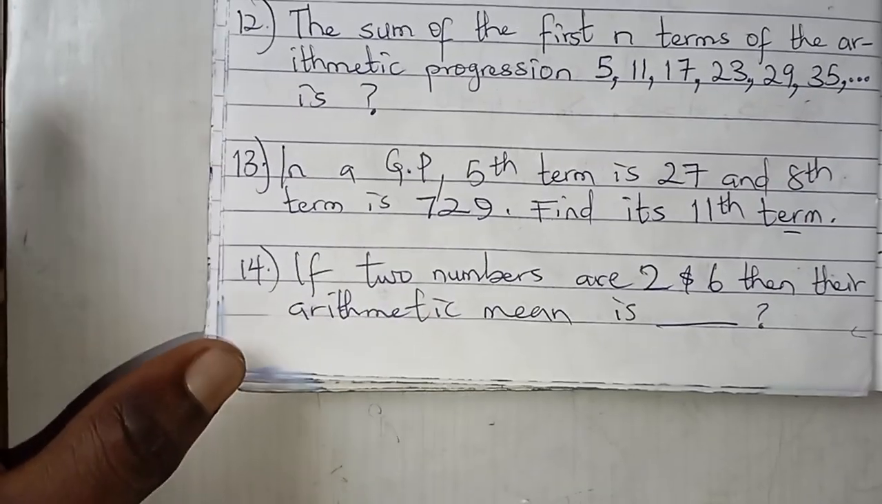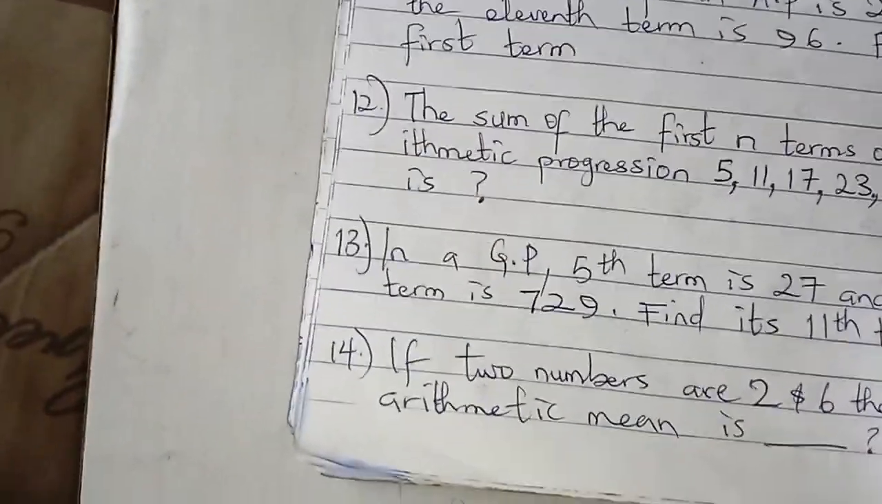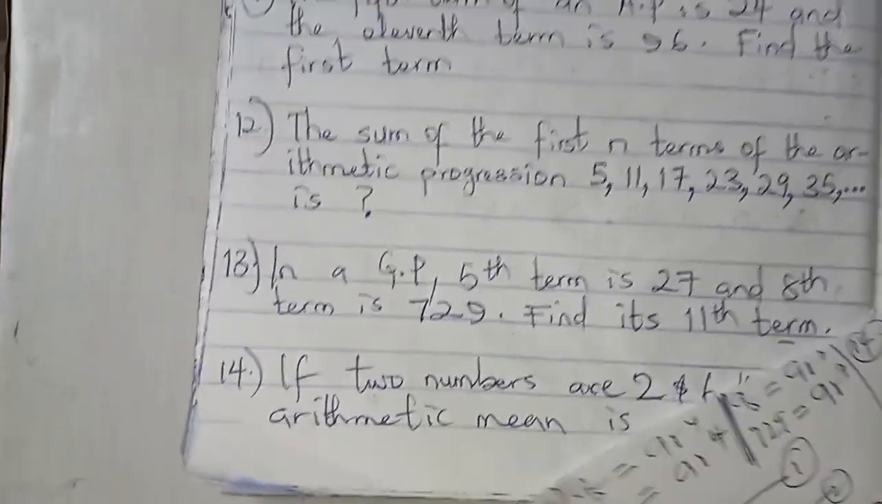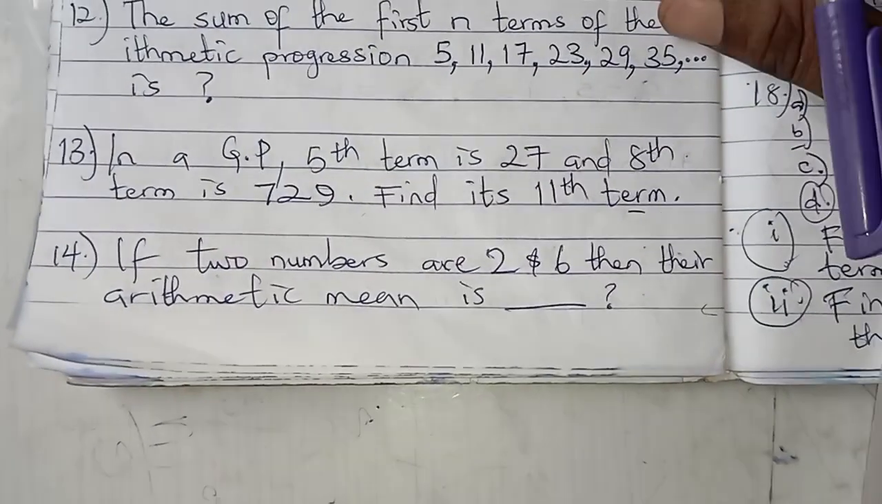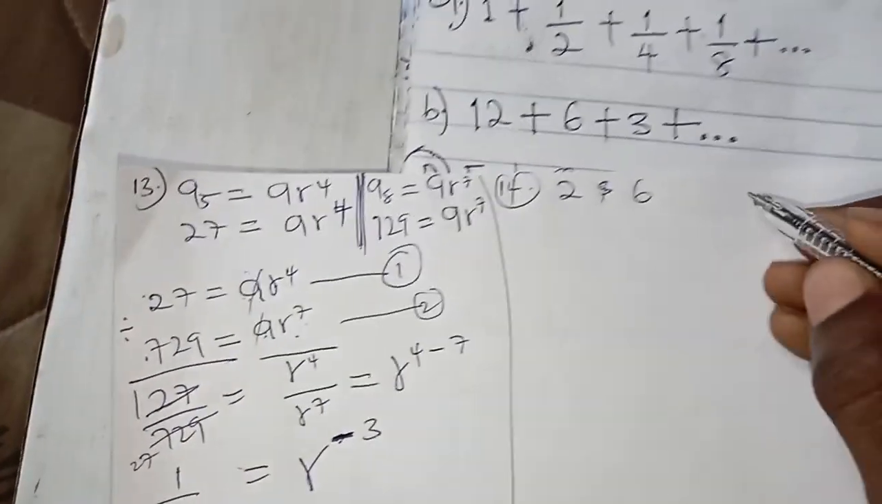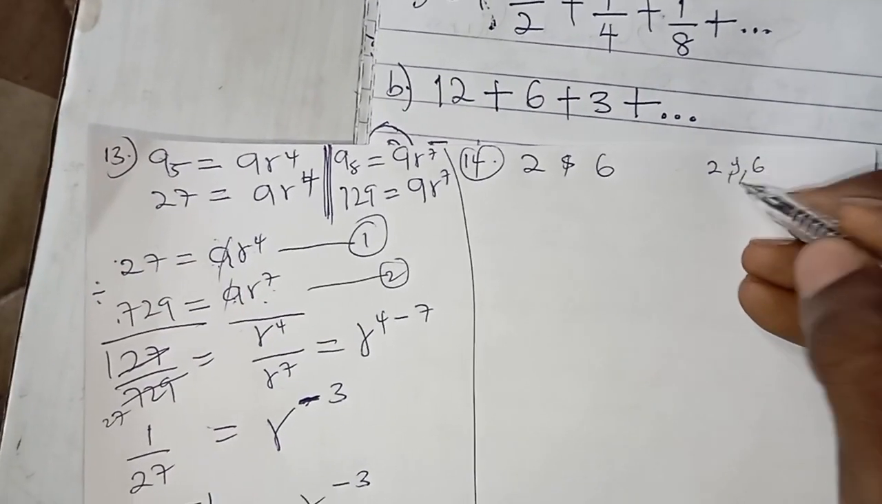Question 14. If two numbers are 2 and 6, then the arithmetic mean is dash. So the two numbers are 2 and 6. The arithmetic mean should be in between. So this is like 2, then we have 6.